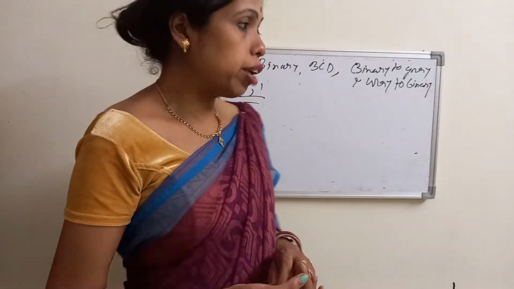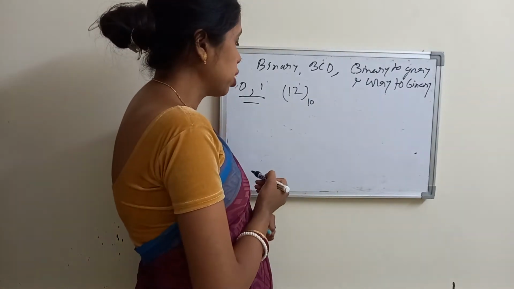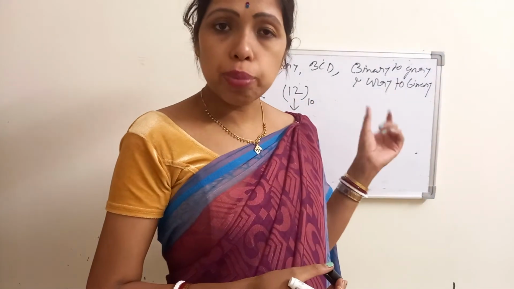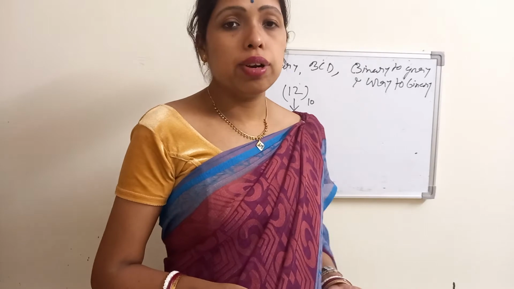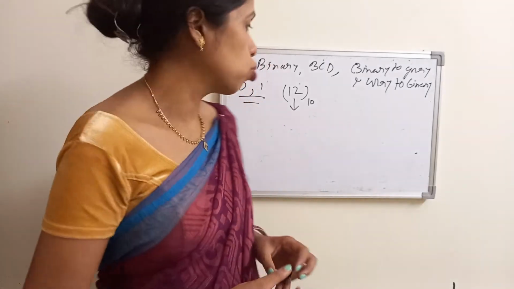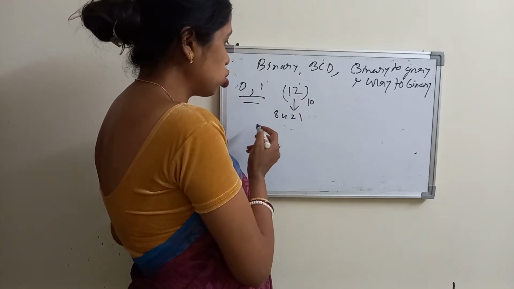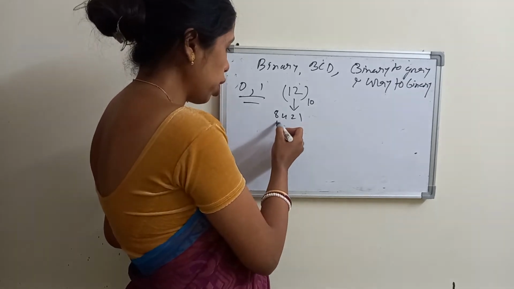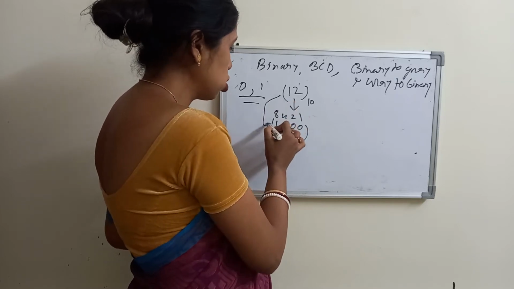Suppose we have the decimal number 12. If you want to convert this decimal number into binary, directly you have to divide 12 by 2. In this way you can convert decimal to binary, which I have already discussed. Or you can write the binary number in 8421 weighted code format. To get 12, if you add 8 and 4, you will get 12. So below 8 I put 1, below 4 I put 1. This is the binary number of 12.